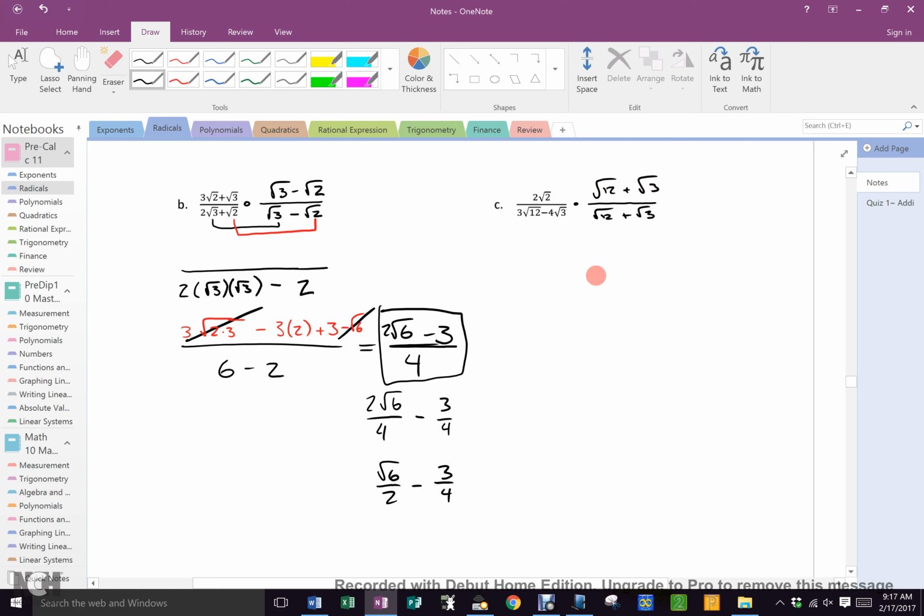What's my new denominator? Well, you know the root 12 is going to become 12, right? And so it's 3 times 12. What's that? 36. And you know the root 3's are going to become 3, right? And I've got one coefficient. So what's 3 times 4? 12. So I got 36 minus 12 in the denominator, which is going to be 24, right?